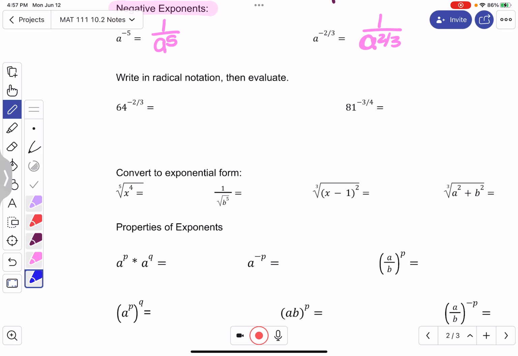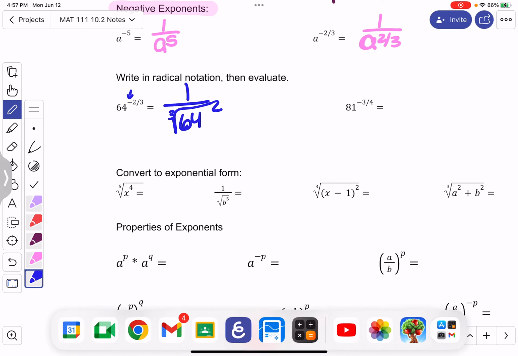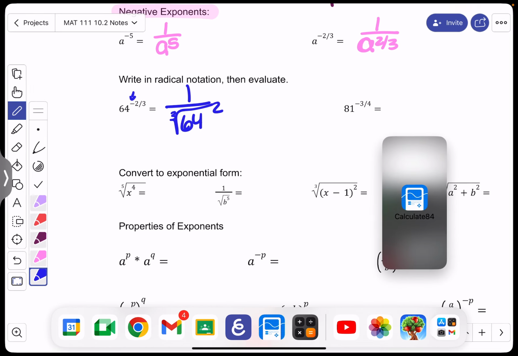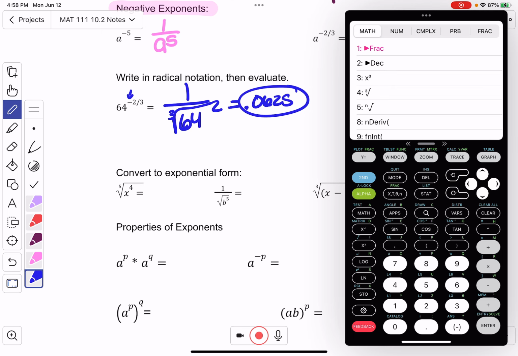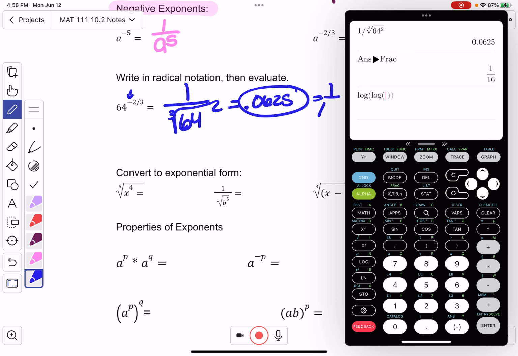We're going to write in radical notation, then we're going to evaluate. So this negative tells us we're going on the bottom. Then we put it in radical notation, and then we evaluate. So if you know what the cubed root of 64 is, go ahead and do it. If not, I'm just going to type 1 divided by math 5, put a little 3 here, and then put 64 squared inside, and I get 0.0625. Would help if I wrote the whole thing, 0.0625. Now, if I wanted that as a fraction, I don't know if you remember, but you hit the math button and then enter, and that'll turn it into a fraction, 1/16.